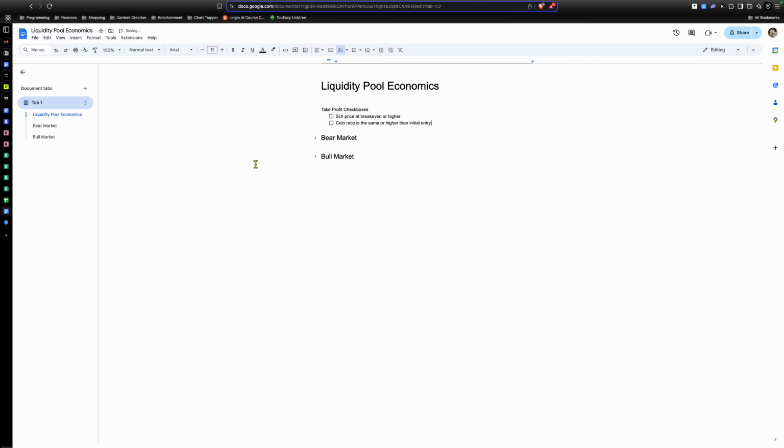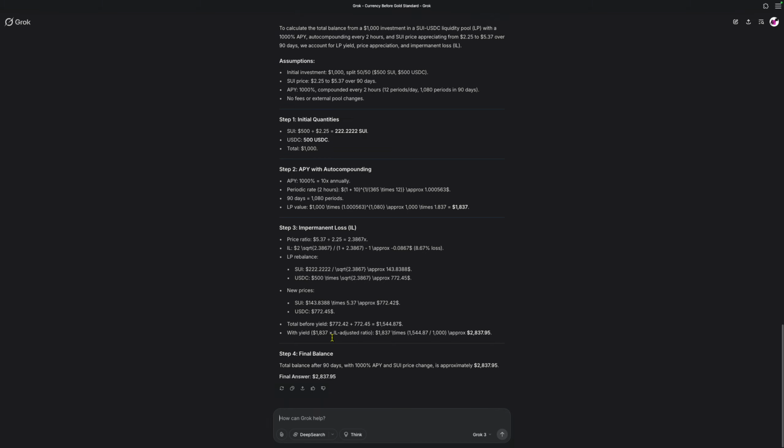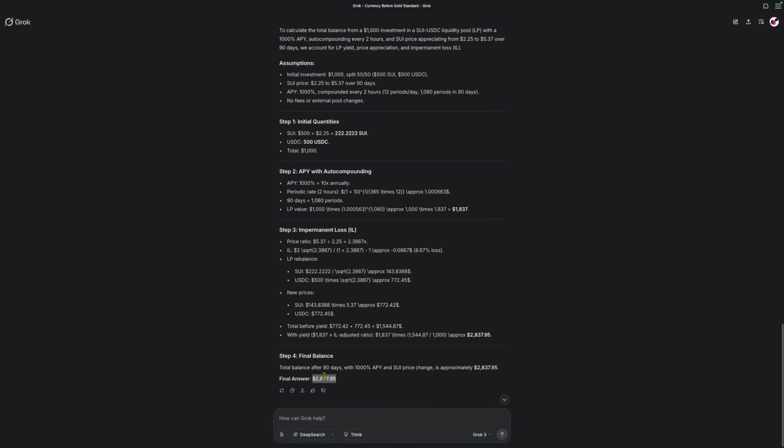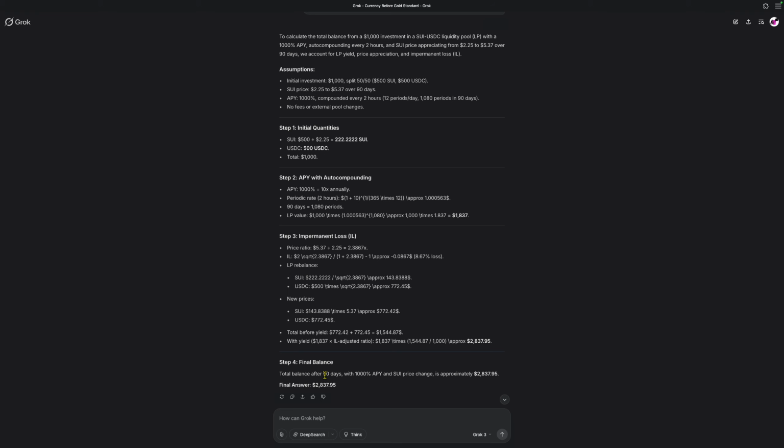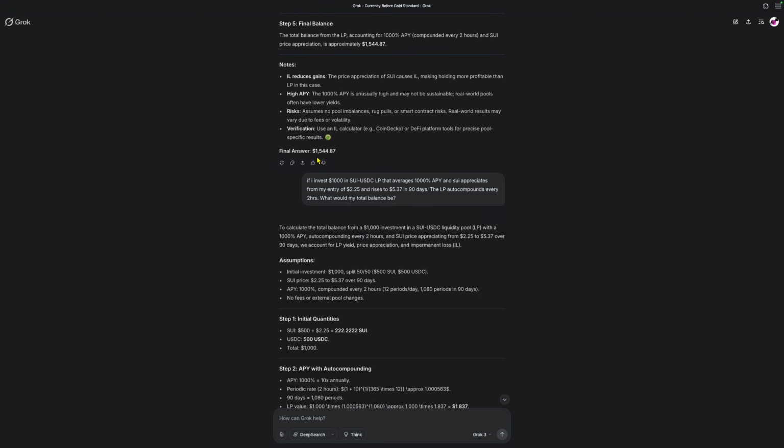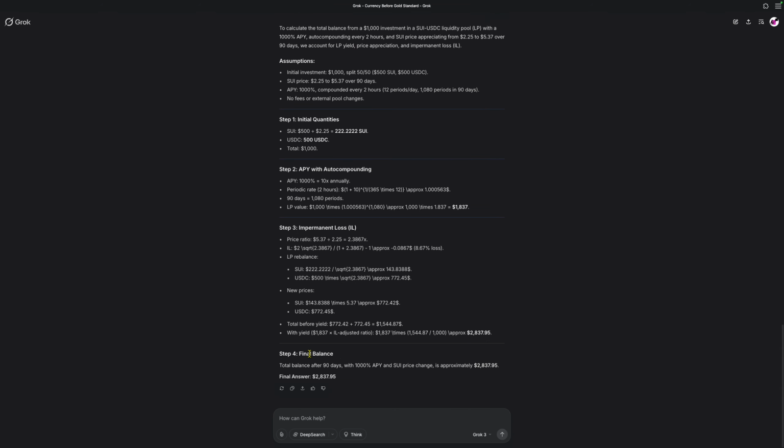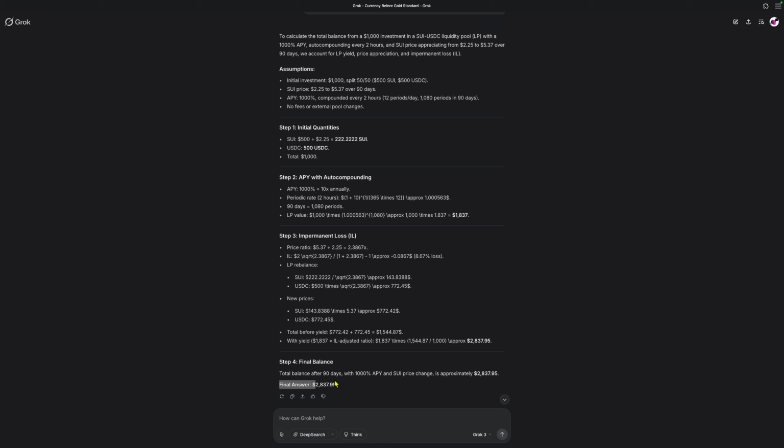Okay, so let's go see what Grok said real quick. Check this out, Trading Painter. This is the difference between 30 days and 90 days. In 30 days, your $1,000 would turn into $1,544, so you make $544. If it took 90 days for price to hit that same price we said, you would make $1,800.